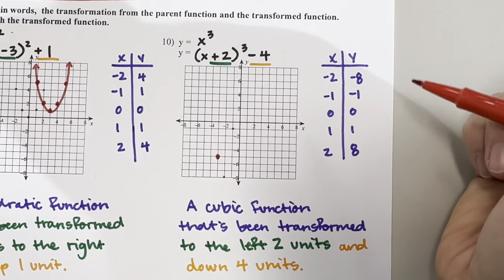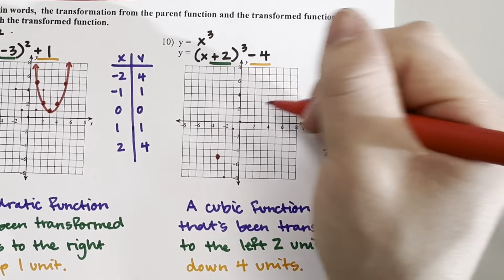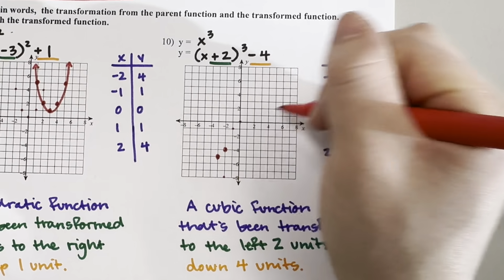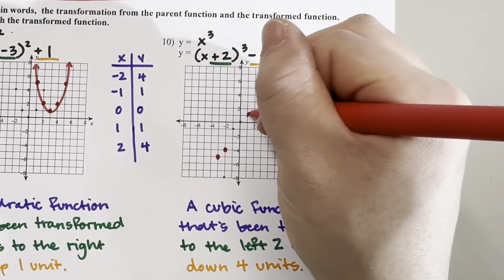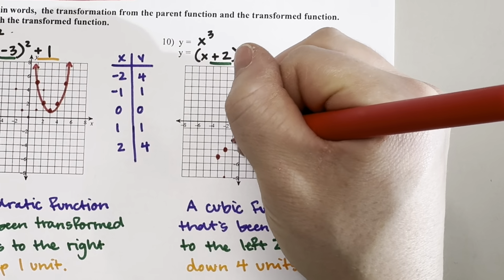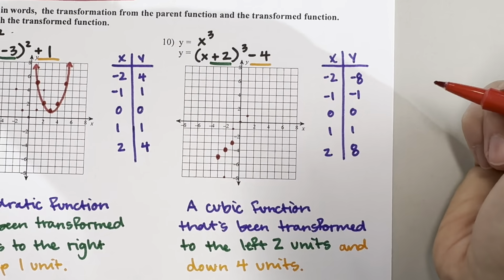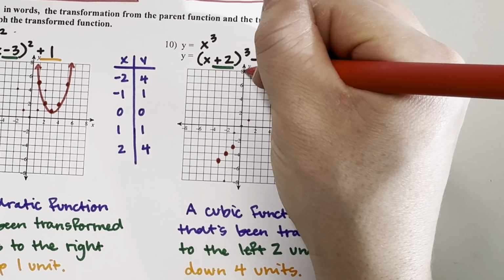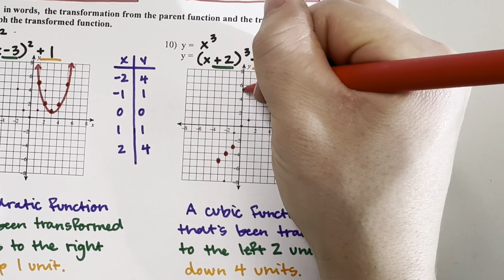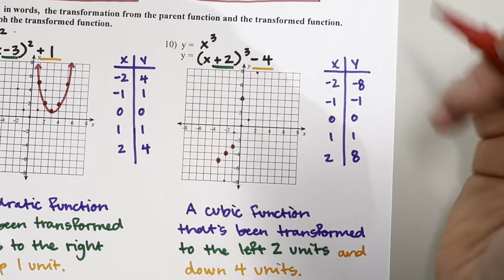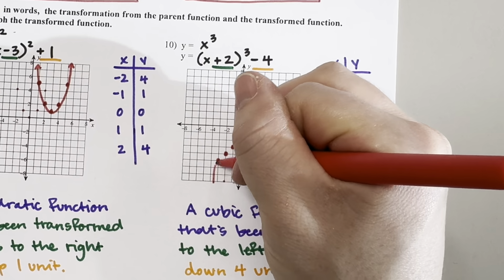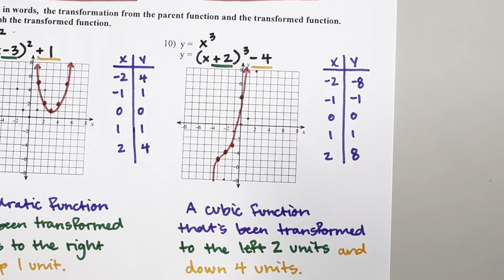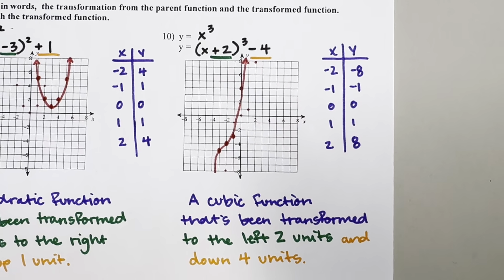It's now right there. 0, 0, started right there. Left 2, down 1, 2, 3, 4. It's now right there. 1, 1, right there. Left 2, down 1, 2, 3, 4. Now right there. Okay, 2, +8 is right there, but it went to the left 2, down 1, 2, 3, 4. Okay, so we still see that it's going to create the skinny S shape that we're looking for, but there is our transformed function.